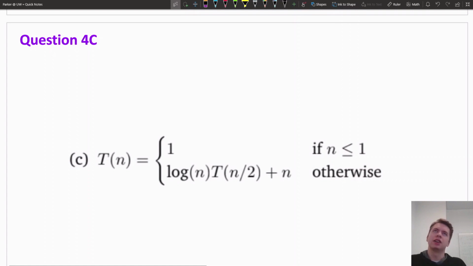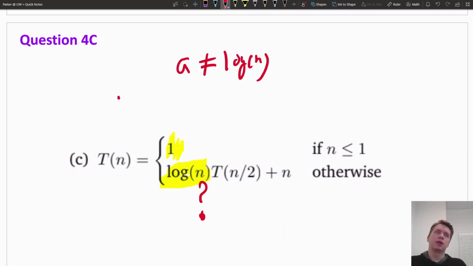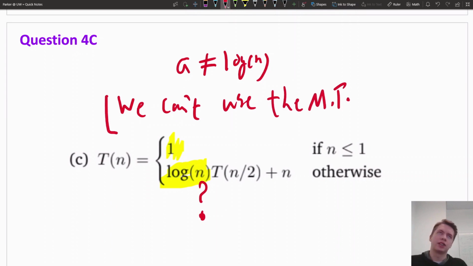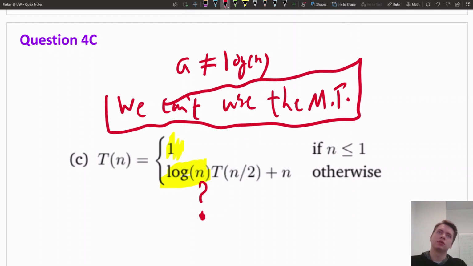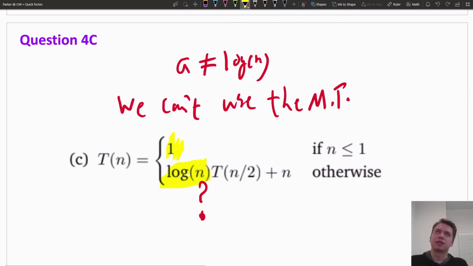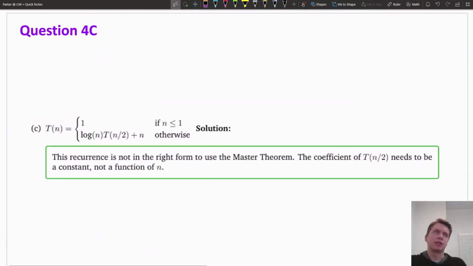For this recurrence, okay, let's verify we can use the master theorem. We do a constant amount of work. But uh-oh, we don't have a constant number of recursive calls. Right? A needs to be a constant. A cannot be equal to a function. Therefore, we can't use the master theorem. All the constants must be constants. I'll just highlight it. Can't use it. And that's the same answer that's given here.